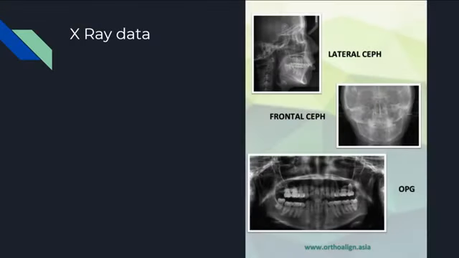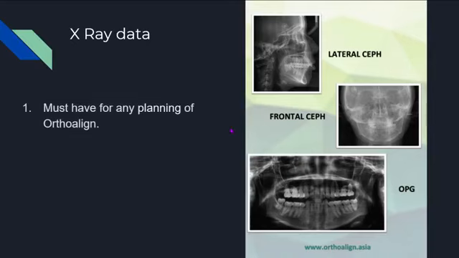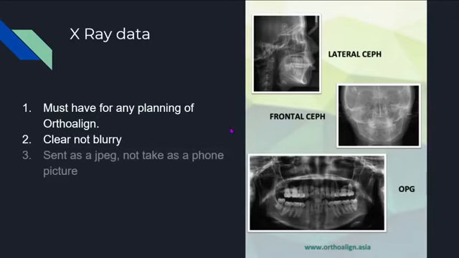Then, as I also went over earlier, the x-ray data. You're definitely going to need an OPG and lateral ceph. The OPG and lateral ceph is the minimum requirement for the submission for OrthoAlign. You must have an x-ray, and you want to make sure that it's clear, not blurry, and send it to us as a JPEG, not taken with your phone camera. Also avoid the common errors when you take your OPG or your lateral cephs.